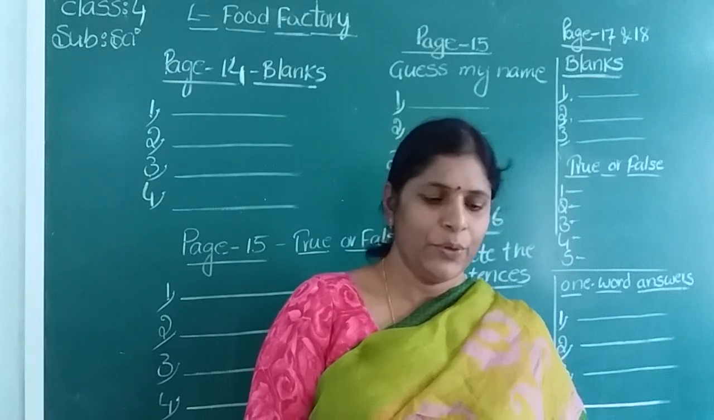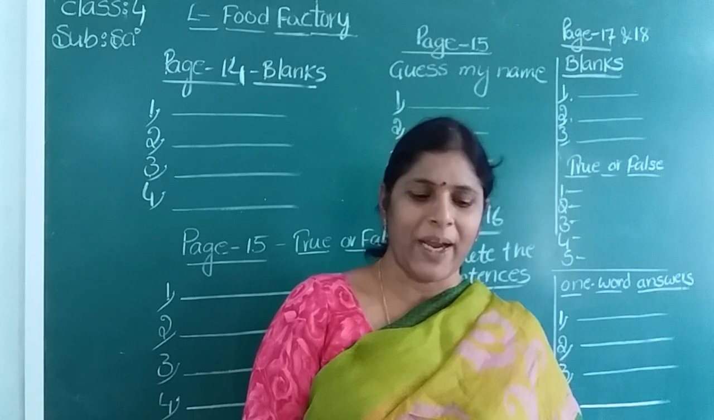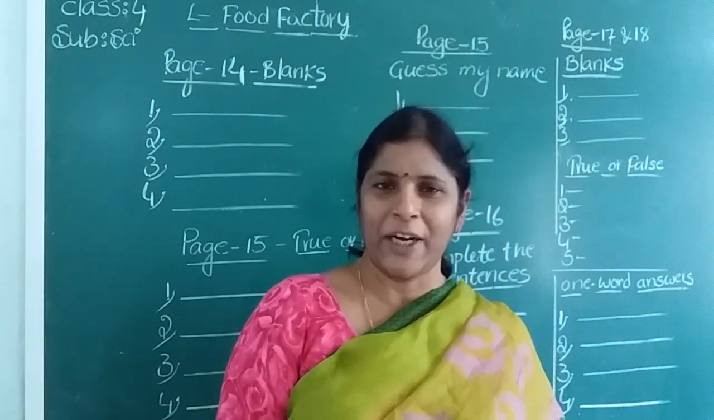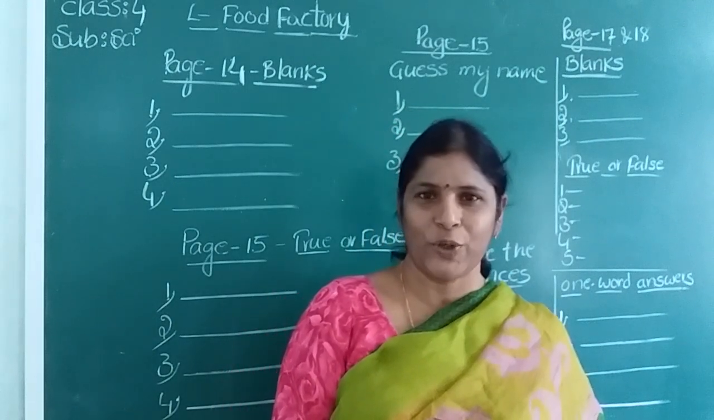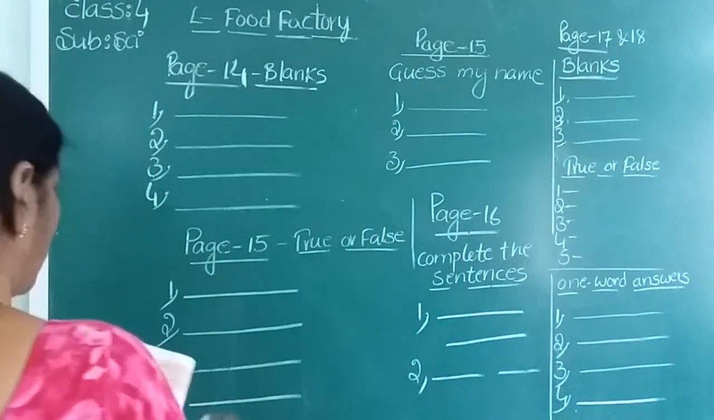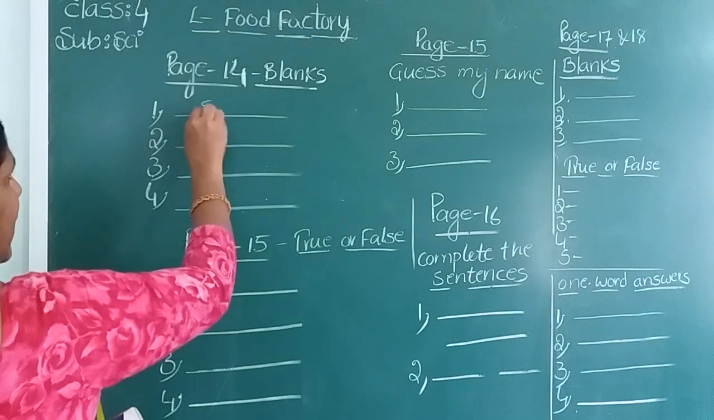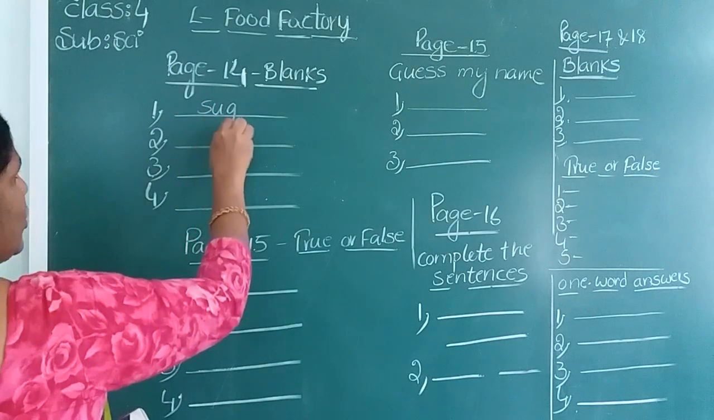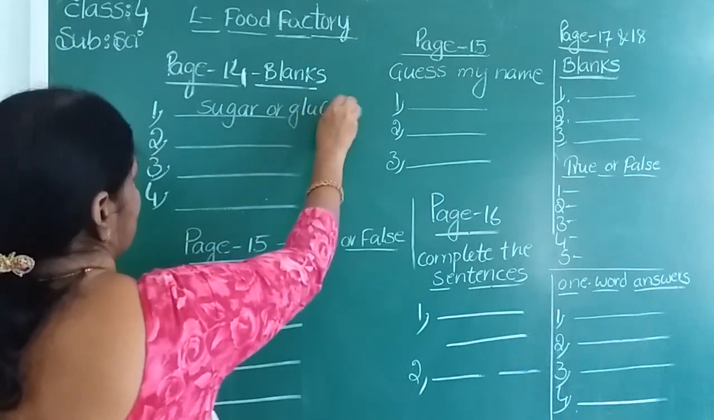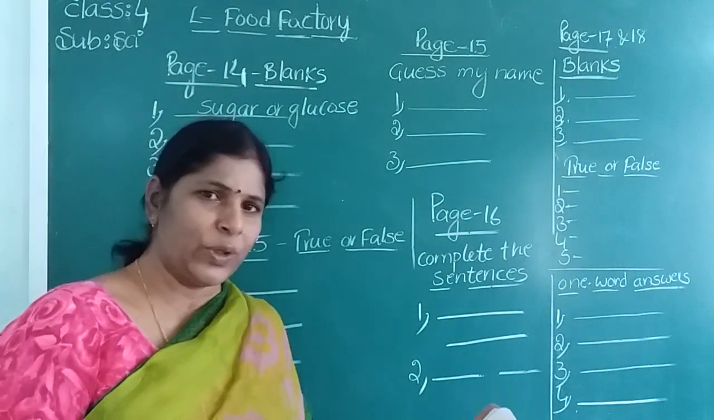First question. Listen carefully and tell the answers. Plants prepare food in the form of what? That prepared food is called simple sugar or glucose. Right, the first answer is simple sugar. Simple sugar is nothing but glucose. Now go to the next question.